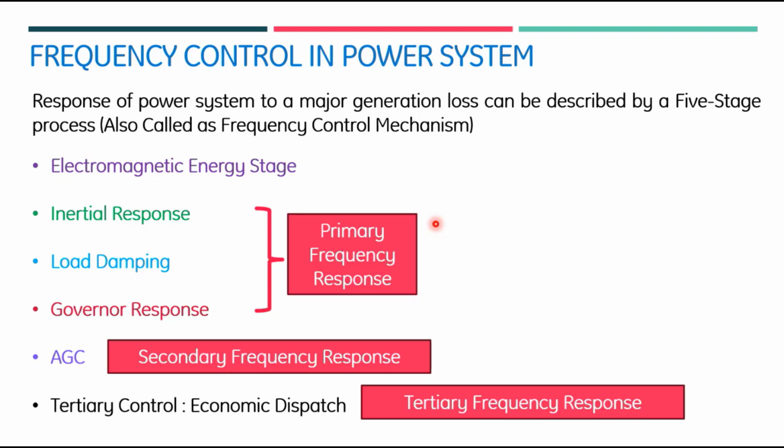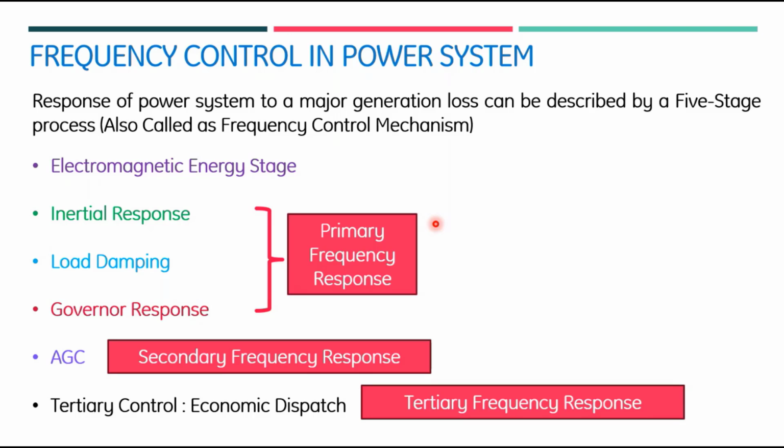Any power system generally has a 5-stage process, also called a frequency control mechanism. Leaving apart the first one, the electromagnetic energy stage, the inertial response, load damping, and governor response are the three that act first, which we call the primary frequency response. There is automatic generation control, which we call the secondary frequency response. And there is a tertiary control, which can be achieved through economic dispatch, and we call it the tertiary frequency response.